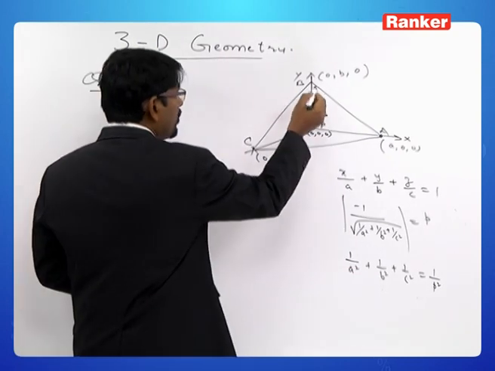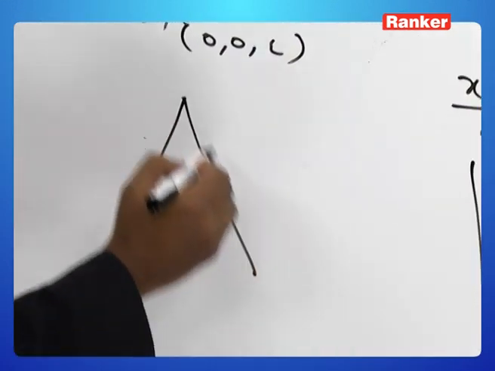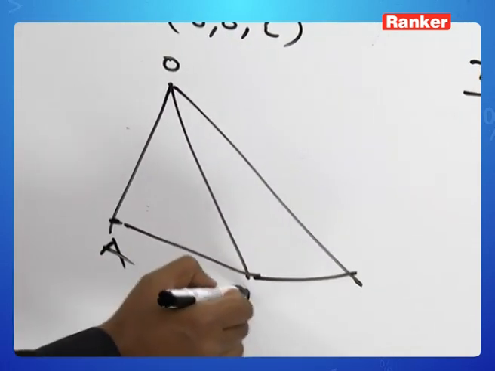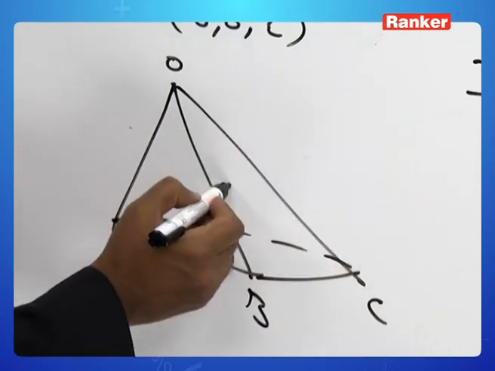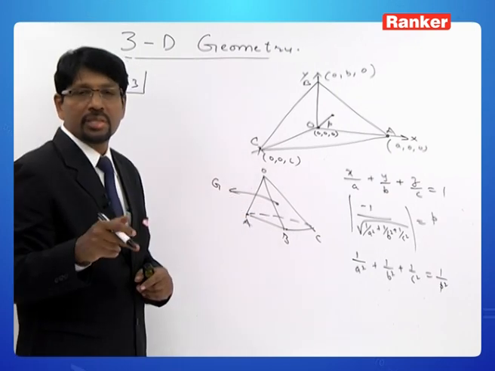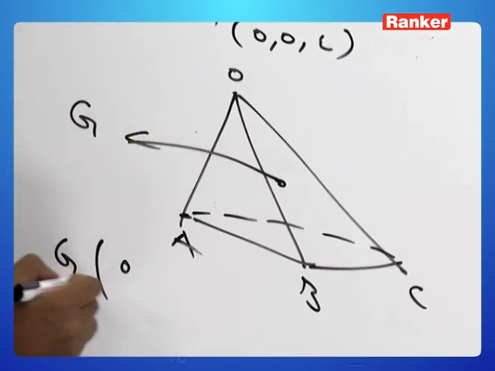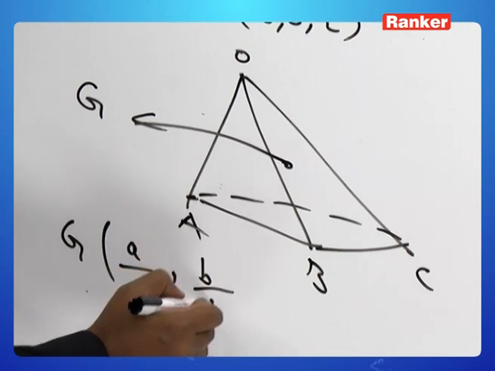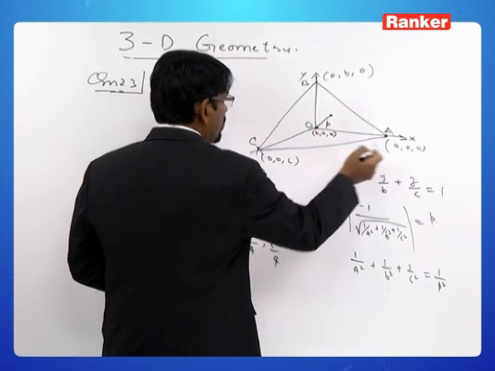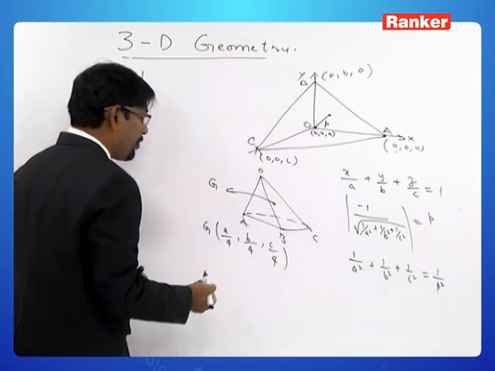But we know that the centroid of this tetrahedron OABC, now you have a tetrahedron OABC. This is O, let us say this is A, this is B and C. The centroid of it is given by x1 plus x2 plus x3 plus x4 by 4. So centroid G will be given by a by 4 comma b by 4 comma c by 4, because 0 plus 0 plus 0 plus a by 4. Similarly, the y coordinates, z coordinate. Okay, so this is it.